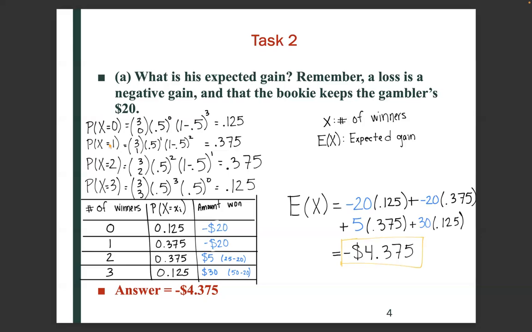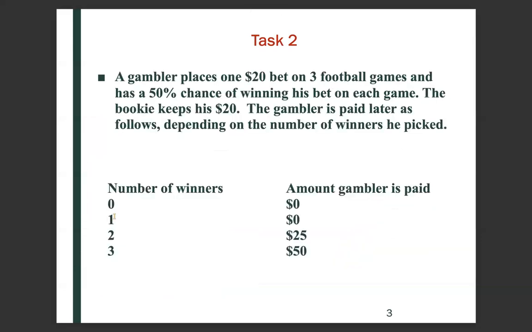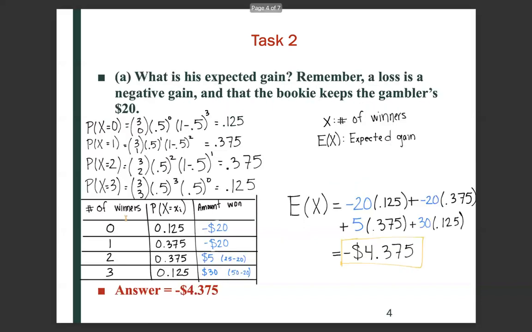Now, what about the probability that x equals 1? So now we're in this situation here. So the probability that x equals 1, and that would be that there are 3 football games, and then 3 choose 1. And here the success probability is 0.5, but this would be that you would get 1 winner.